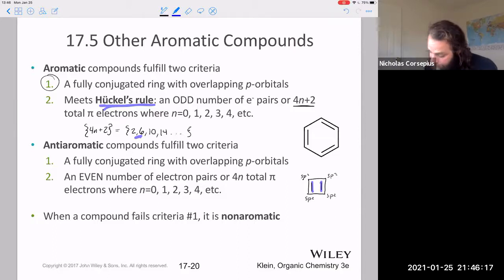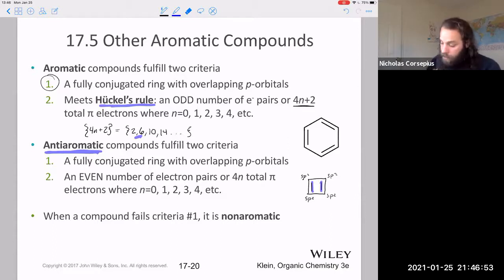When that's the case, when we meet criteria 1 but don't meet criteria 2, that compound is called anti-aromatic, okay? We're going to see that aromatic compounds are remarkably stable. The opposite is true for anti-aromatic compounds. They're remarkably unstable, even more than you would expect. So anti-aromatic means that you still have a fully conjugated ring with overlapping p orbitals, but you have an even number of electron pairs. Another way to say that is that it does not meet Hückel's rule.